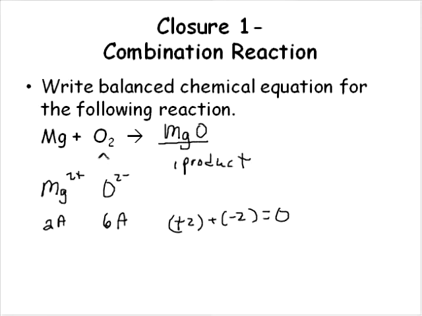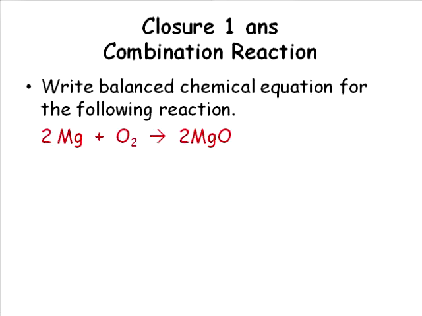Well, we have 2 on this side. We put 2 oxygens here. That gives us 2 oxygens, but it also gives us 2 magnesiums. Now let's go to the next slide. Here it is balanced. So this is the balanced chemical equation for this particular combination reaction.